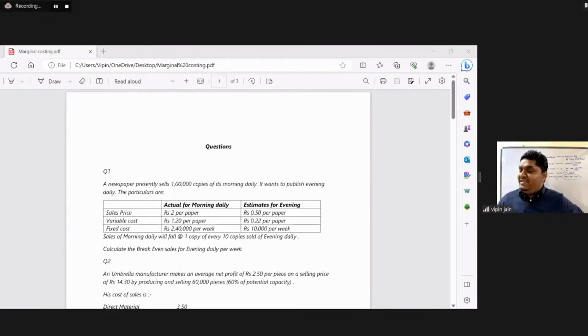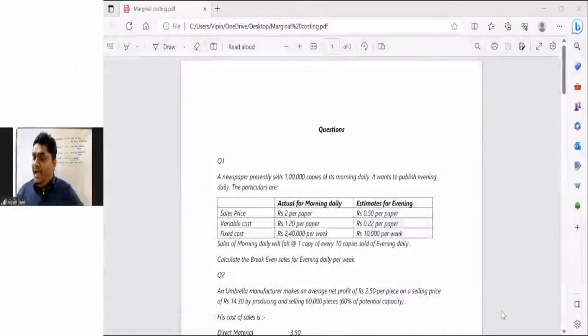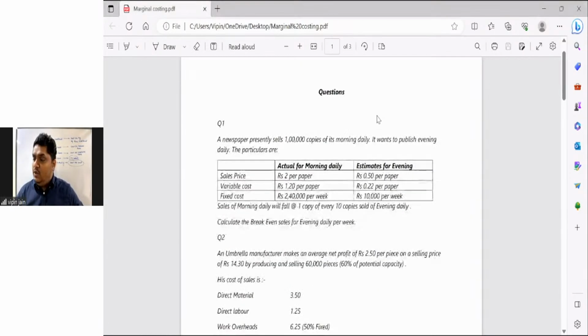Sorry for the break, guys. I think there are some technical issues. I request you guys to please take the screenshot of question number 1. A newspaper is presently selling 1 lakh copies of its morning daily. There are some technical issues, that's why the notes are not showing over the portal.